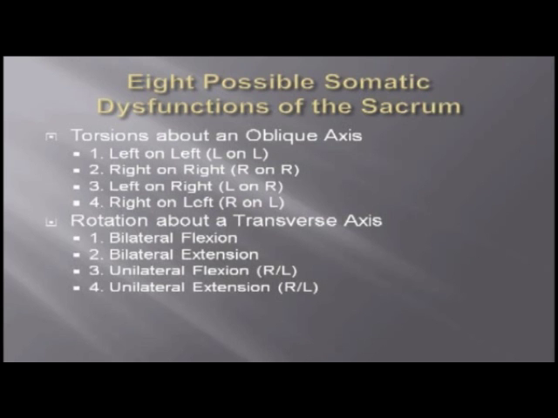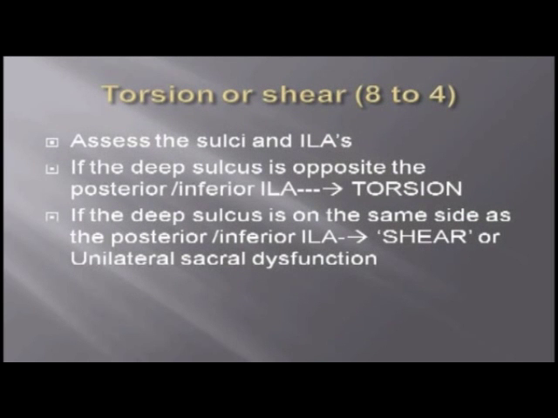Remember that you can do a very quick diagnosis. If both sacral sulci are even and you've got pain, you've got tart in the sacroiliacs, then you've either got a forward and backward flexion or a bilateral flexion, bilateral extension. No big deal. Now you've got 8 diagnoses to make. Here's the deal. If you've got a deep sacral sulcus on one side and the ILA is inferior and posterior on the other side, you have a torsion 100% of the time. You've now eliminated all of the shears and you're down to 4 diagnoses.